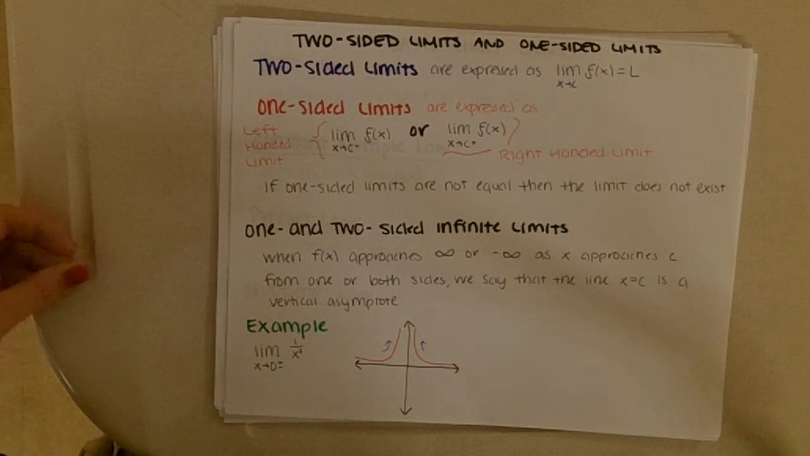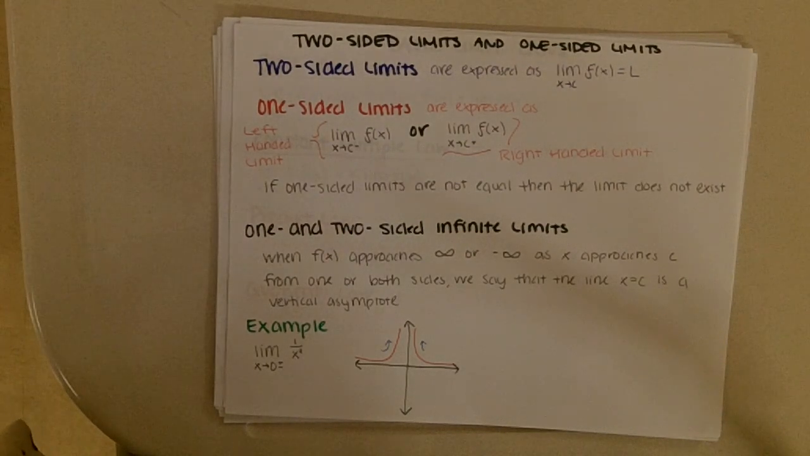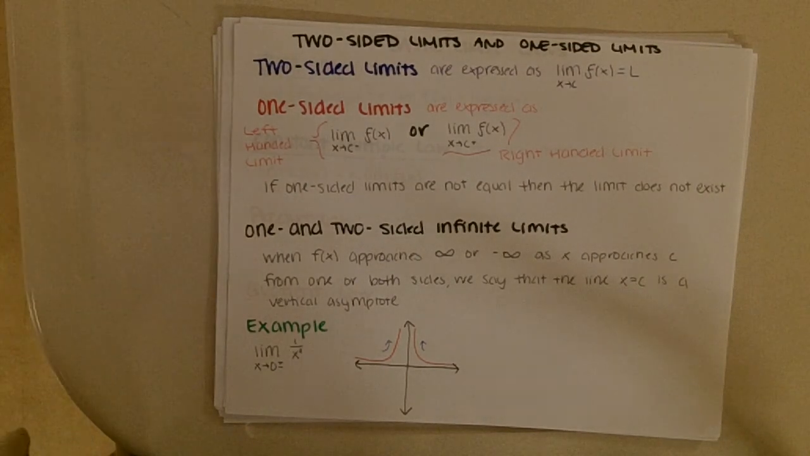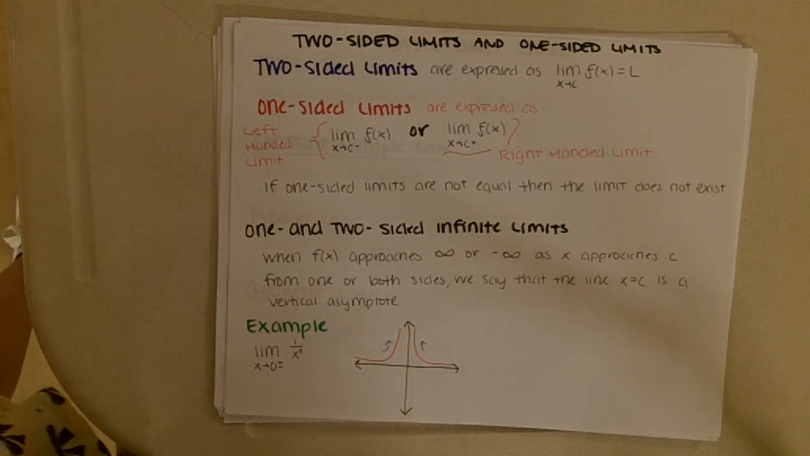One- and two-sided infinite limits. When f of x approaches infinity or negative infinity as x approaches c from one or both sides, we say that the line x equals c is a vertical asymptote. An example of this is the limit of 1 over x squared as x approaches 0 from the positive or the negative side.